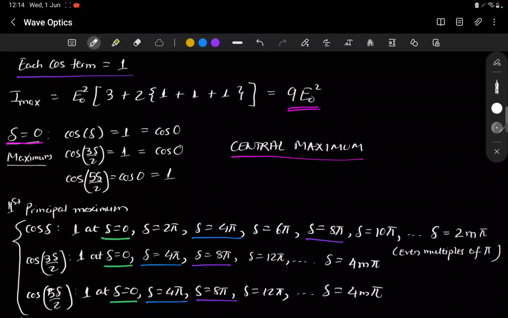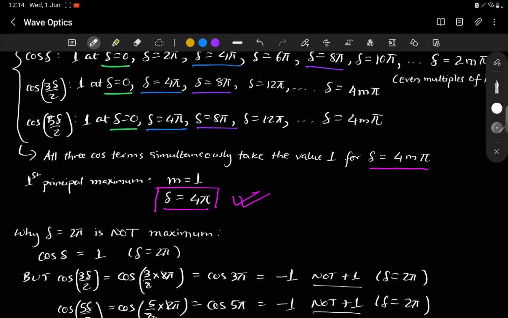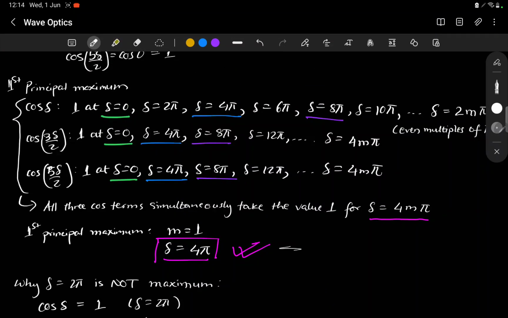So see, the maximum intensity I max is 9 E naught squared. We need to reach this in order to achieve our central maximum. But for delta equal to 2 pi, we are only at E naught squared, which is not 9 E naught squared. So this is not a maximum. This is definitely not a minimum condition because intensity is not 0, but it is also not the maximum. Maximum will occur only at delta equal to 4 pi or multiples of 4 pi. So this is the correct answer.